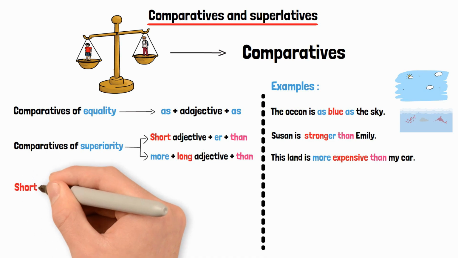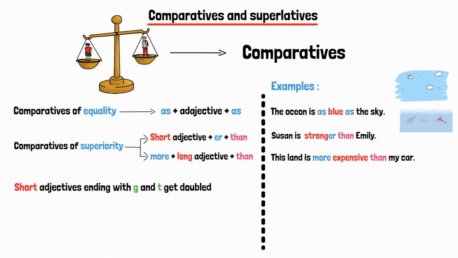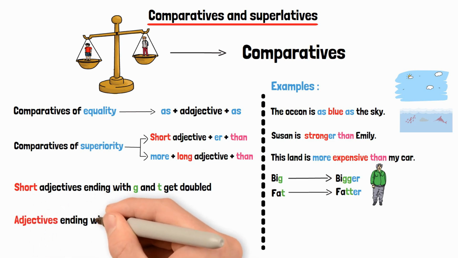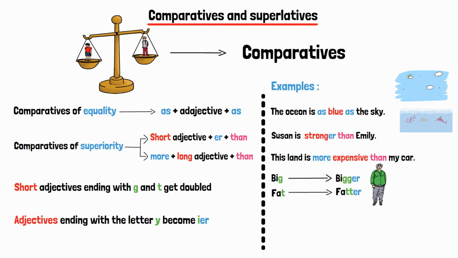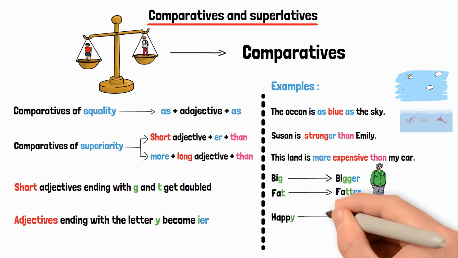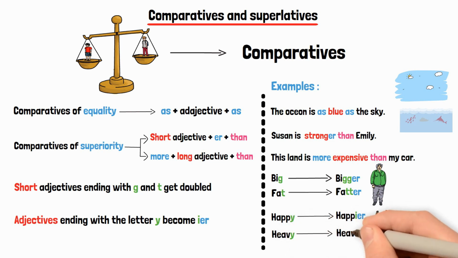Short adjectives ending with G and T get doubled. Big, bigger. Fat, fatter. Adjectives ending with the letter Y become IER. For example, happy, happier. Heavy, heavier.